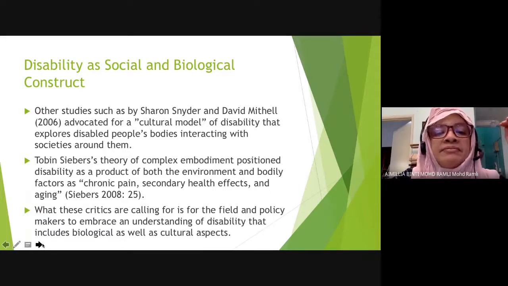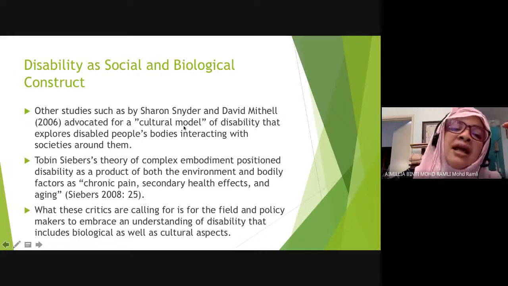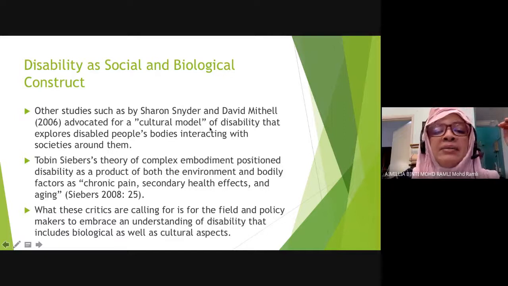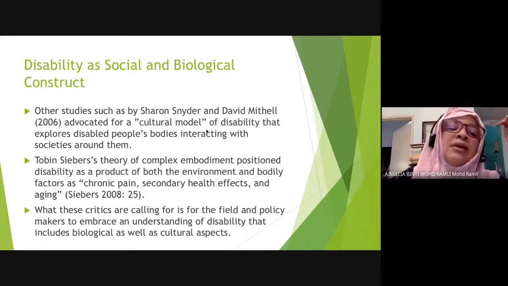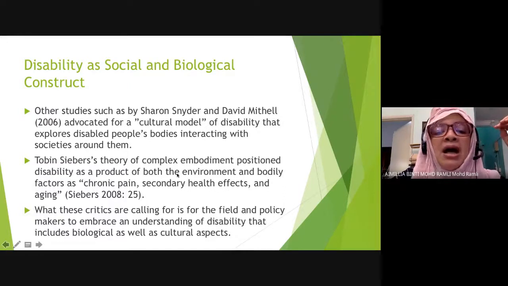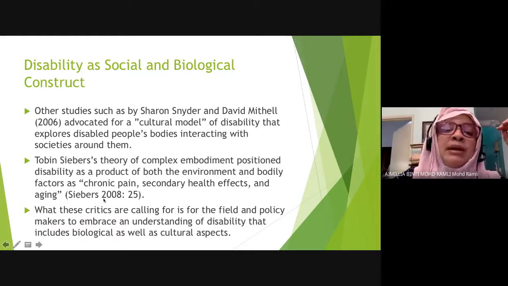Okay, so Sharon Snyder and David Mitchell, they advocated for a culture model of disability, and to show how disabled people can interact with societies around them. Okay, so Tobin Siebers also said that disability is a product of both environment and bodily factors.